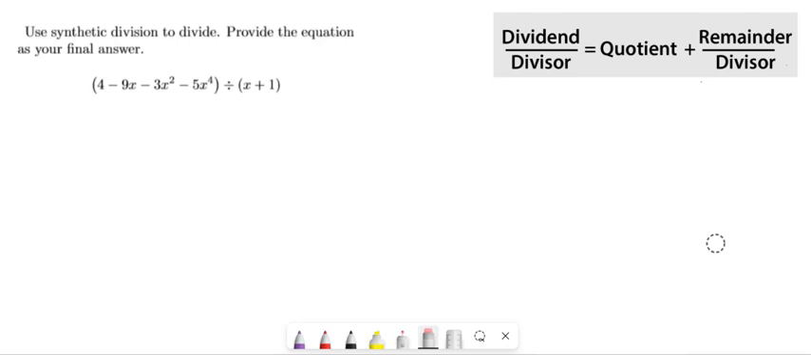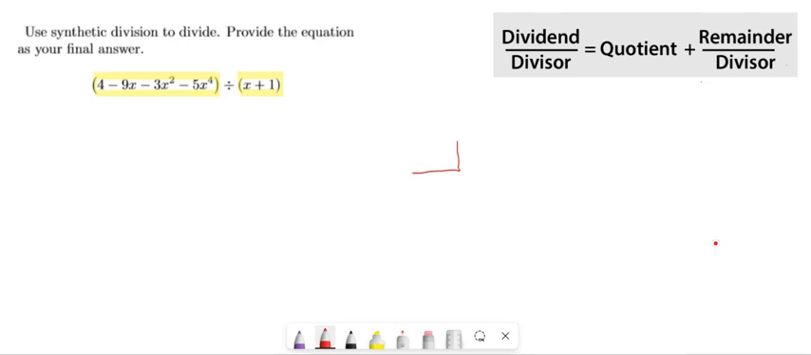Hello everyone. In this video we're going to use synthetic division to divide two polynomials and provide the equation expressing the result. First of all, we identify that this is my dividend and this is my divisor. Now, talking about the divisor, for synthetic division we're going to set it up this way.